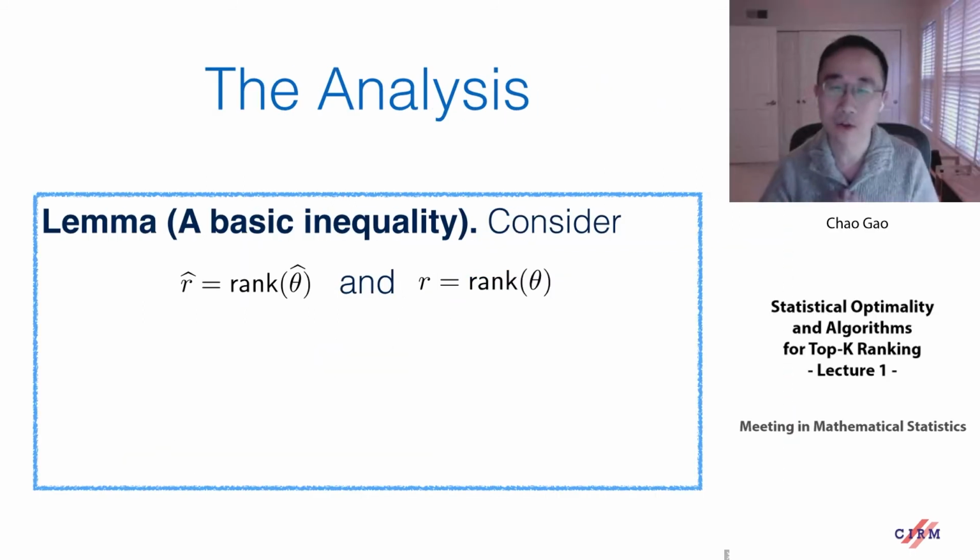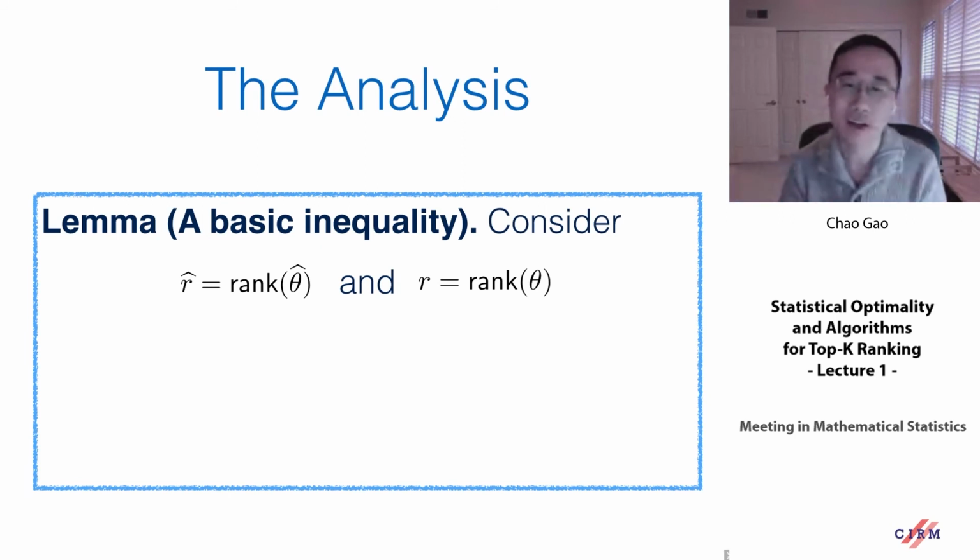And now let's talk about the analysis. The first step of the analysis is this very basic inequality I would like to talk about. So suppose you have a rank vector R, and what you want to estimate R by is ordering the estimator of the scale parameter, right? So theta hat is the estimator of the scale parameter. Then R hat is the rank that is obtained by ordering the entries of theta hat.